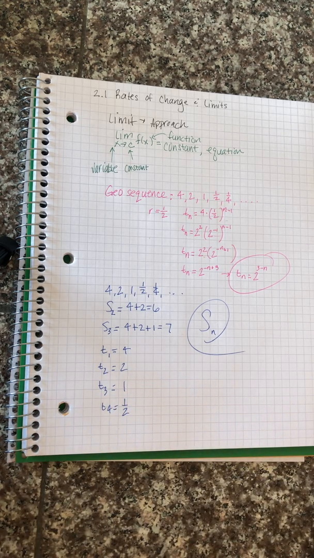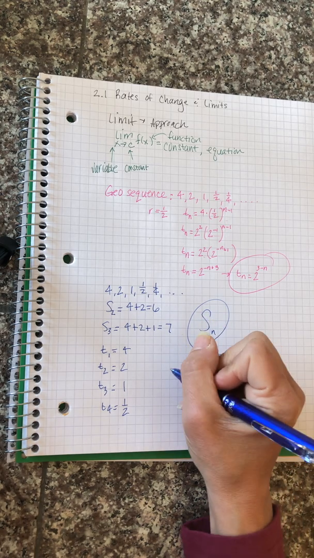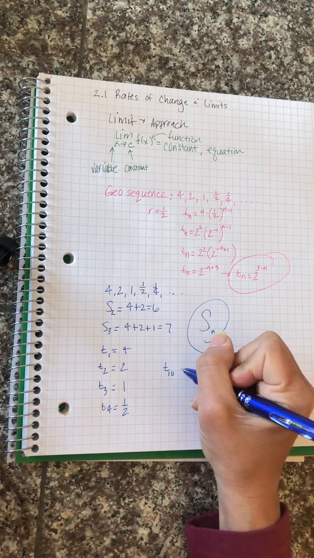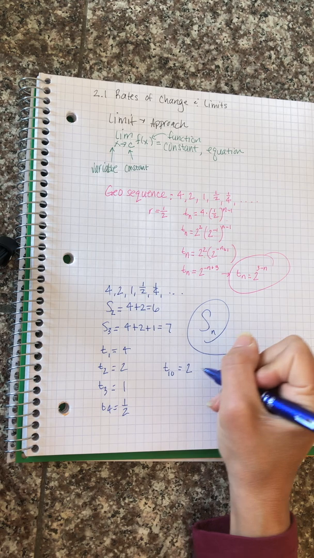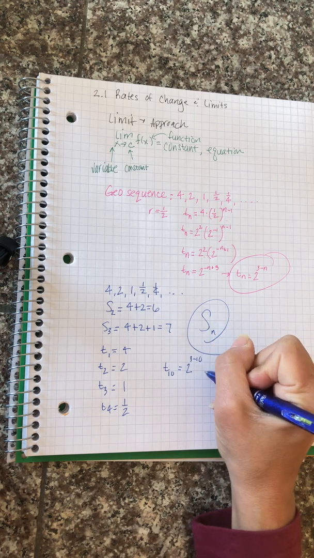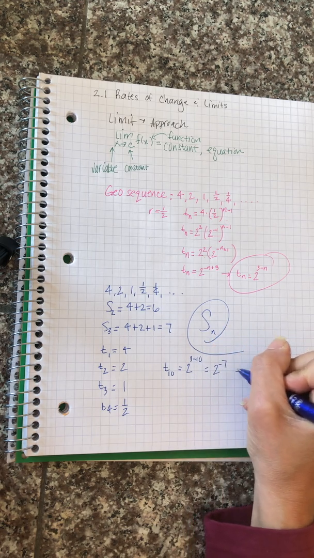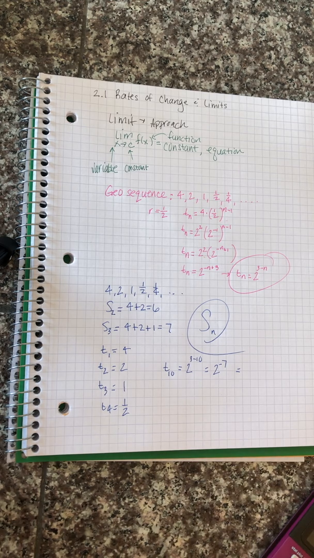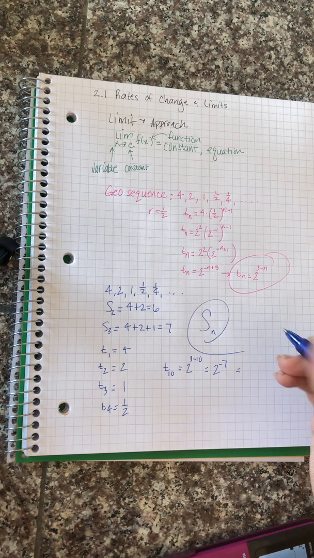What's happening to the value of the term as you go on down the list? If I ask you to find the 10th term, you would say, okay, that's 2 to the 3 minus 10, which is 2 to the negative 7. And I'm going to cheat because I have my calculator. 2 to the 7th. 1 over 128.